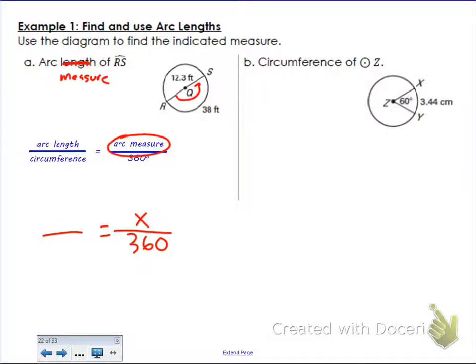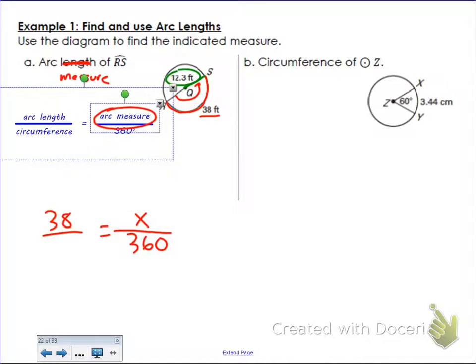So I should know what the arc length and the circumference are. If we start with arc length, it is the distance on the circle from R to S, and we're given that that is 38 feet. So 38 is going to go on the top left of the fraction on the left-hand side. Now on the bottom, we're going to put the circumference. Now we're not given the circumference of the circle, but we are given 12.3 feet, which represents the radius of the circle.